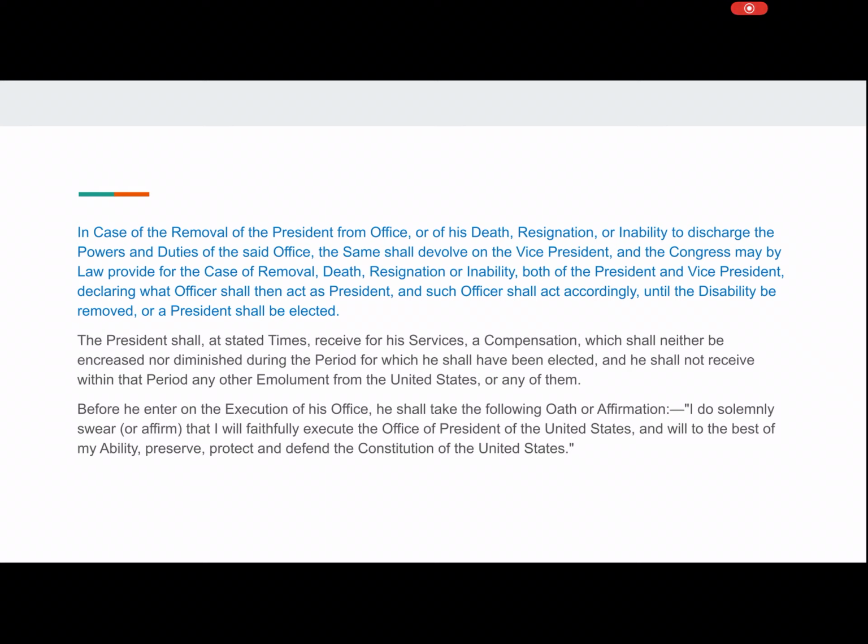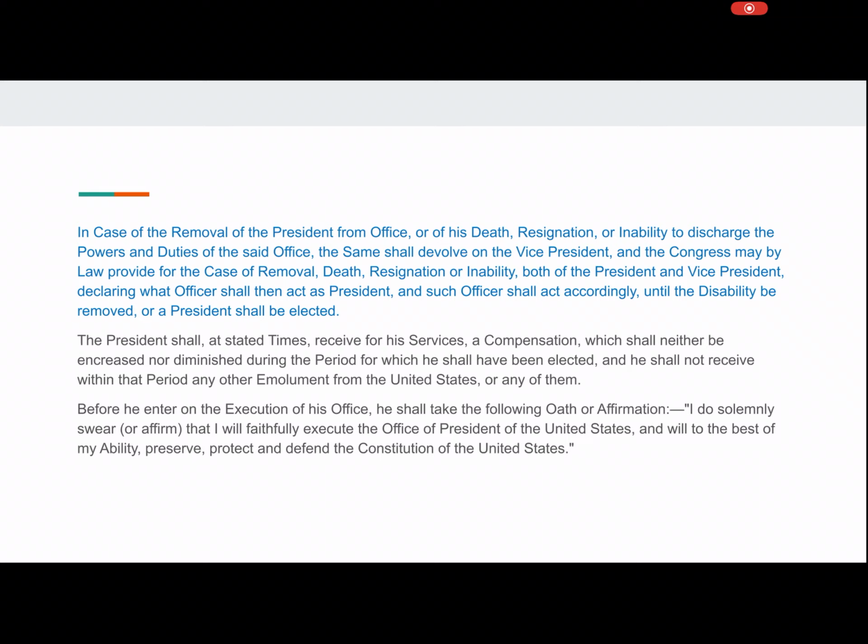The president shall at stated times receive for his services a compensation which shall neither be increased nor diminished during the period for which he shall have been elected, and he shall not receive within that period any other emolument from the United States or any of them. Before he enters on the execution of his office, he shall take the following oath or affirmation: I do solemnly swear or affirm that I will faithfully execute the office of the President of the United States and will, to the best of my ability, preserve, protect, and defend the Constitution of the United States.